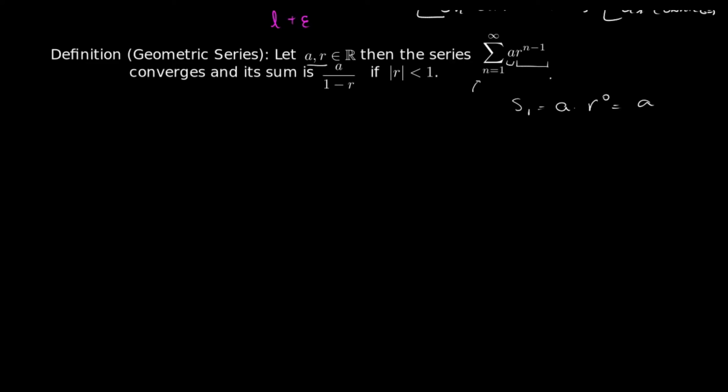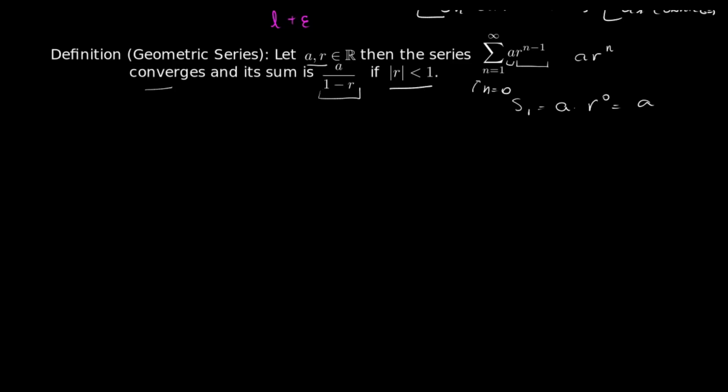I am remarking this because sometimes it starts with n equals 0, and the series is formed by the sum of a times r to the power n, and they are both geometric series and they represent the exact same thing. What's important about this series is that it converges, when the absolute value of r is smaller than 1, and its sum is a divided by 1 minus r.